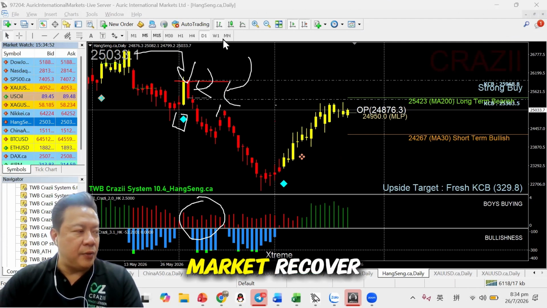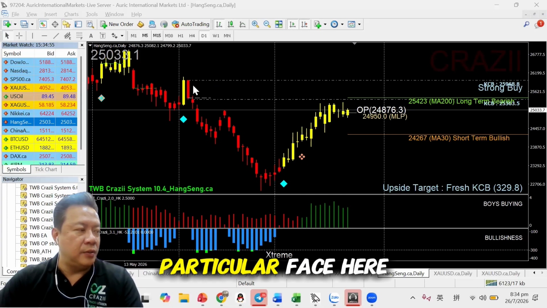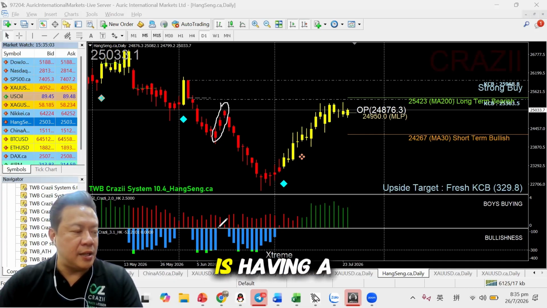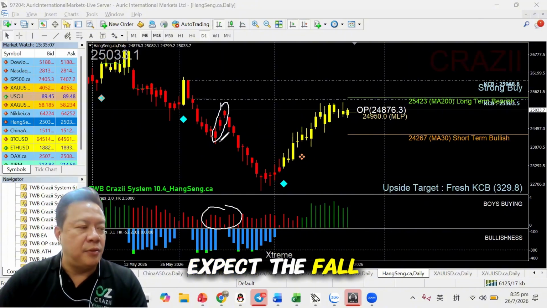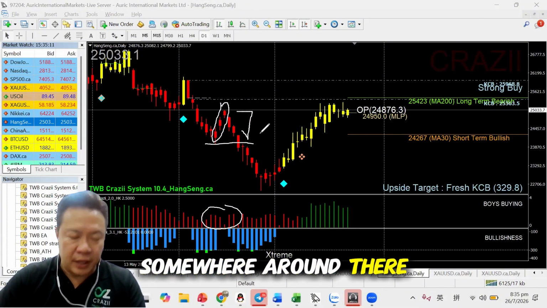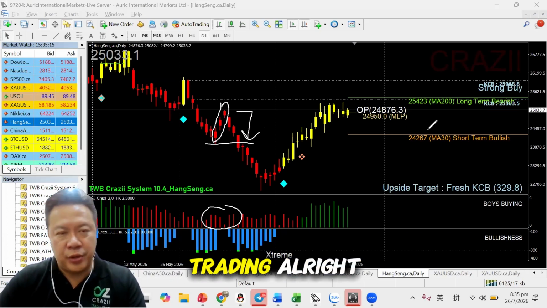And even when the market recovers, with this particular move here, you can see that the market did go up, but the KSI is having a red candle. So what can you do? Expect the fall to come in again. People who buy will definitely put a stop loss somewhere around there. That is what people will always do when they are trading.